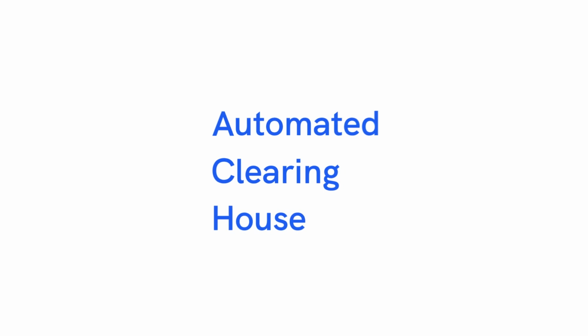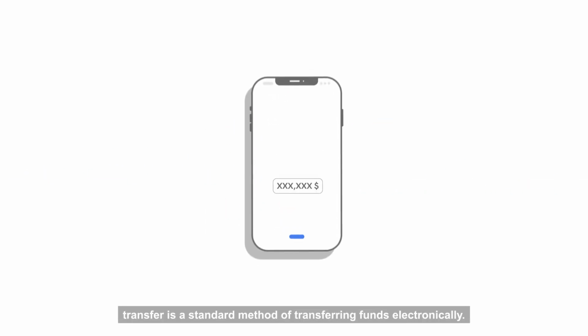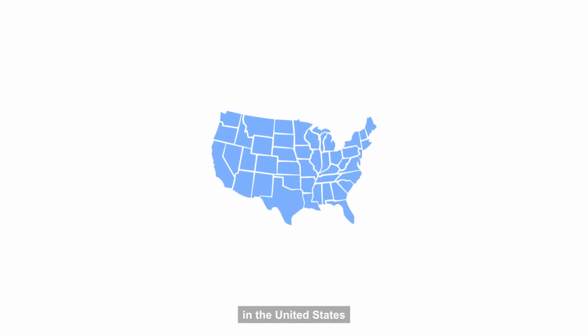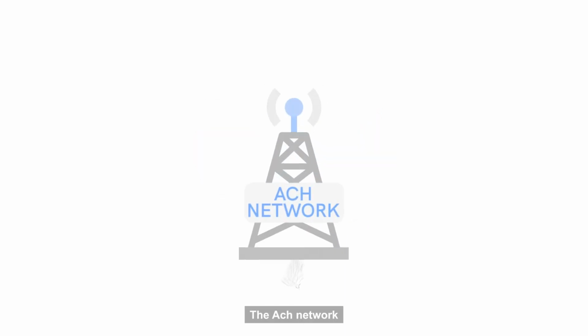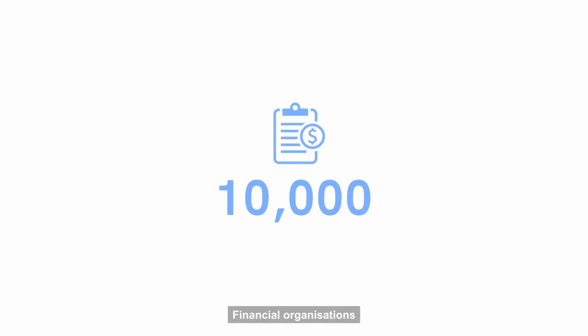What is an ACH transaction? An automated clearinghouse transfer is a standard method of transferring funds electronically in the United States. The ACH network is a US specific network of over 10,000 financial organizations.